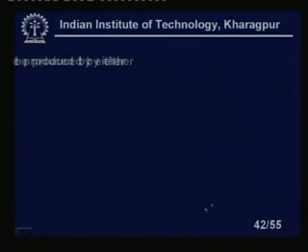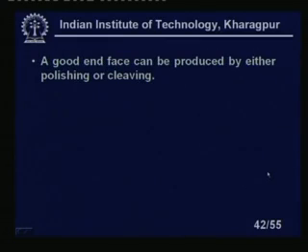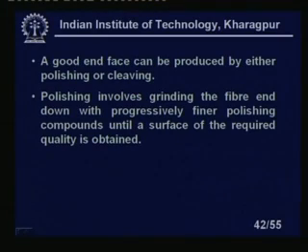If there is a little misalignment, the light cannot be launched through the fiber optic cable, because the intensity of light should be sufficient, otherwise you need to repeat it after a short distance. In the case of transmission instrumentation, that is not very necessary. A good end face can be produced by either polishing or cleaving. The end face of the fiber should be very well polished. Polishing involves grinding the fiber end down with progressively finer polishing compounds until a surface of the required quality is obtained. So the end will be perfectly polished.